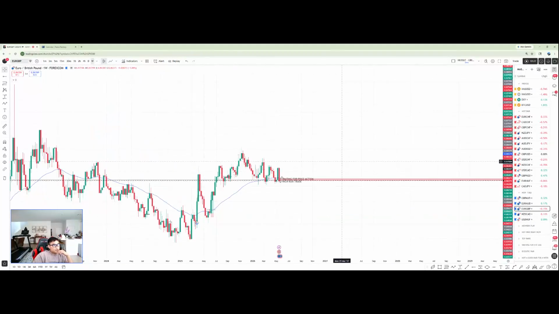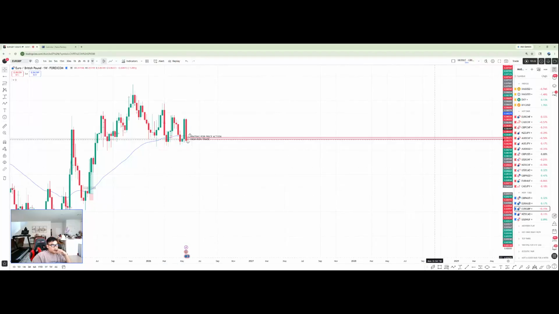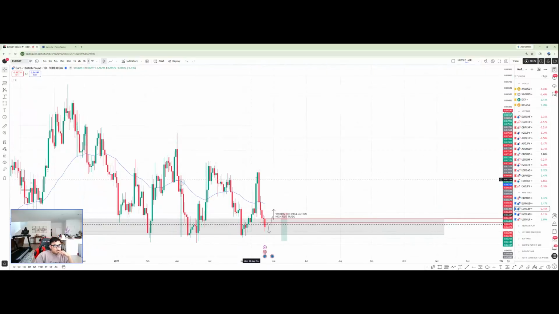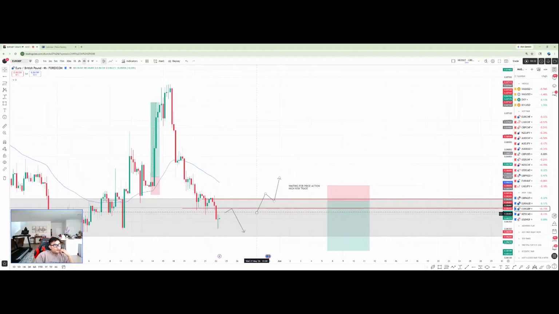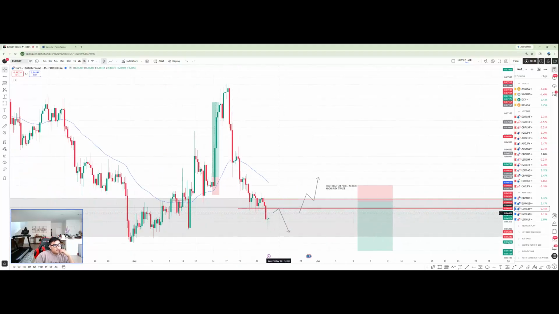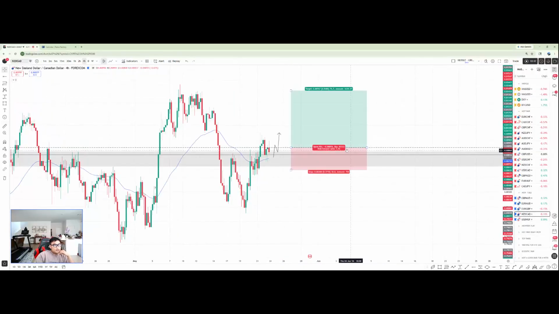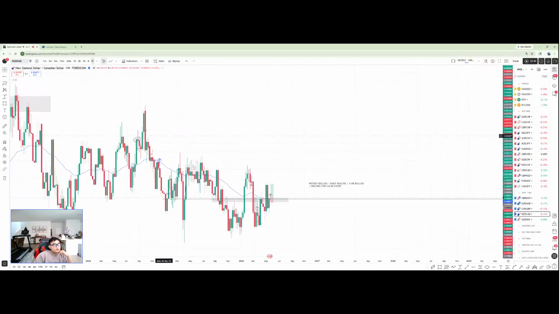On this one, weekly, we're on the support area of interest. Daily is still bullish. Whatever the price action, if the 4 hour breaks, look for a higher low entry area or retest if I have a clearer entry. But this one is a high risk trade. NZD CAD, same thing.